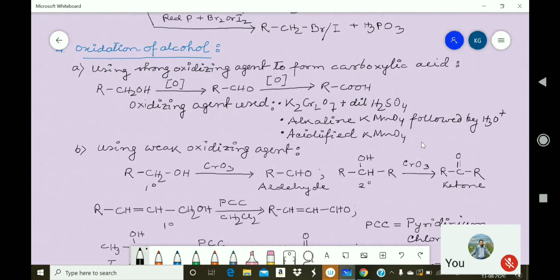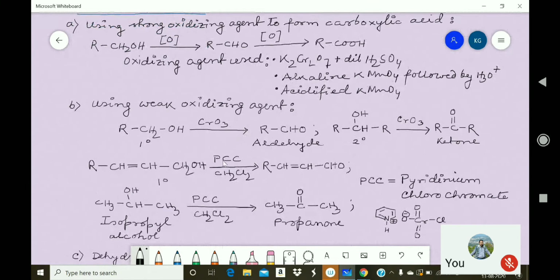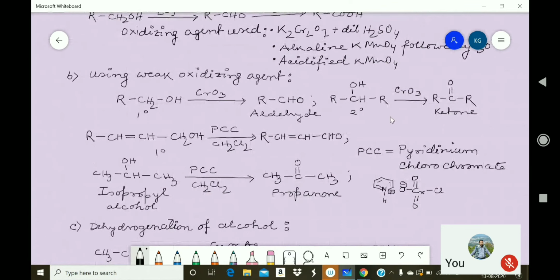But if we use a mild oxidizing agent, that is chromium oxide or PCC, we can get aldehyde. The end product may be aldehyde from 1 degree alcohol, and from 2 degree alcohol we can get ketone. Now, if 2 degree alcohol is oxidized by using a strong oxidizing agent, then after formation of ketone, there is a possibility of breaking down of this ketone to form further fragmented carboxylic acids by following Popoff's rule that we can learn in a different video.